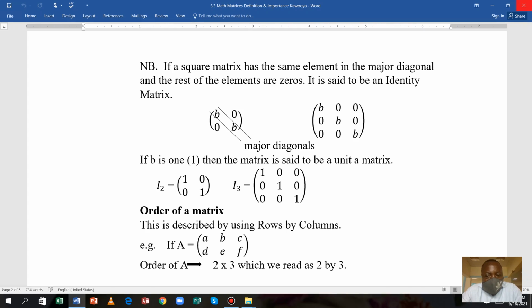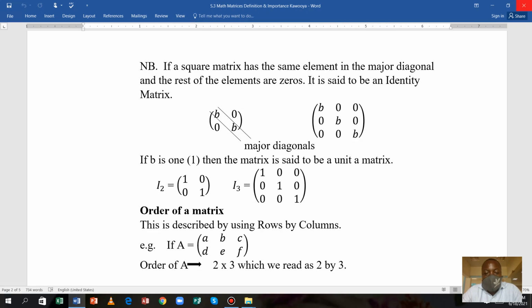But if our letter B is 1, it is a square matrix, and the elements in the leading diagonal are 1, all we can say is unit, then that matrix is said to be a unity matrix. We have I2 equal to 1, 0, 0, 1. It has 2 rows, 2 columns, meaning it is a unity matrix of order 2.